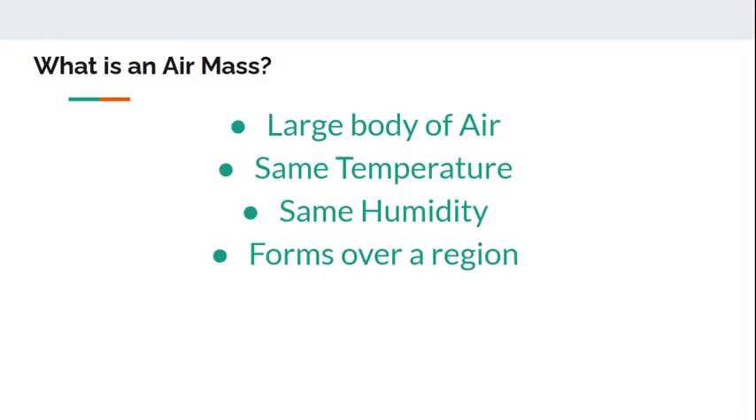What is an air mass? Well, an air mass is a large body of air that has similar temperature and humidity, and these air masses are formed over regions across the globe. These regions are going to be really important later, so please keep them in mind.